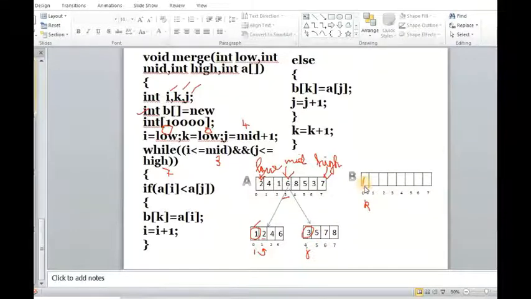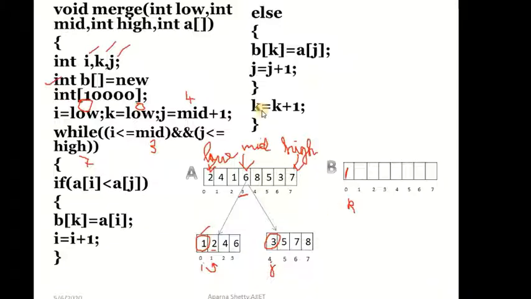Whichever is the smallest element in these two arrays, I will put it in the B array. Since in the first iteration the if condition was satisfied, we will not go to the else part, we will just increment k. K is equal to k plus 1. Here k becomes 1, initially it was 0. So continue with the next iteration of the while loop.